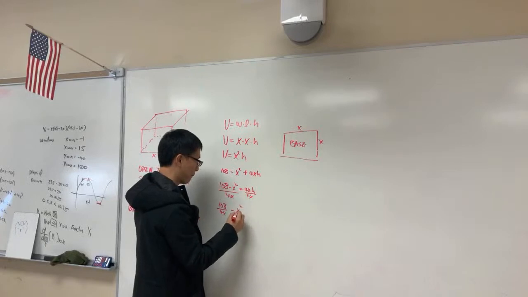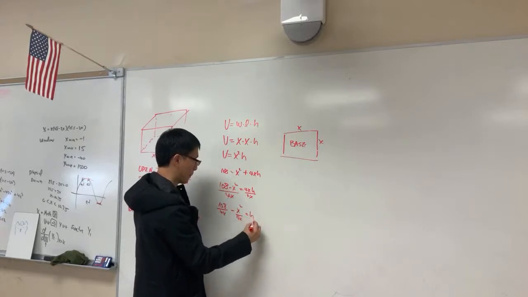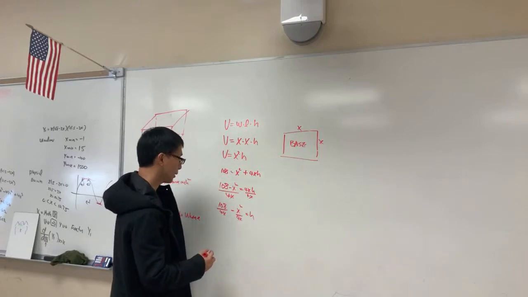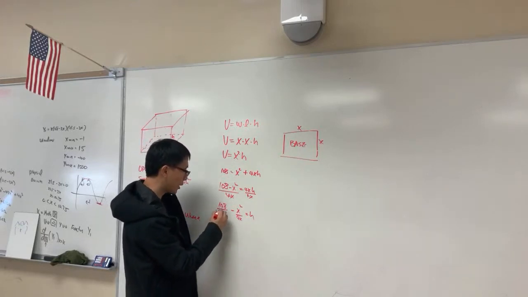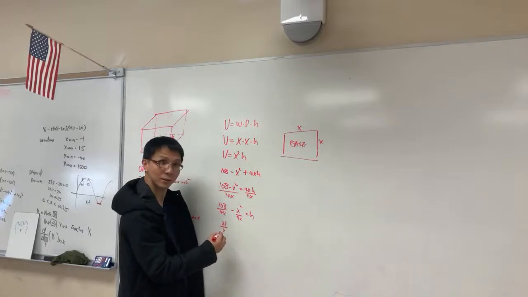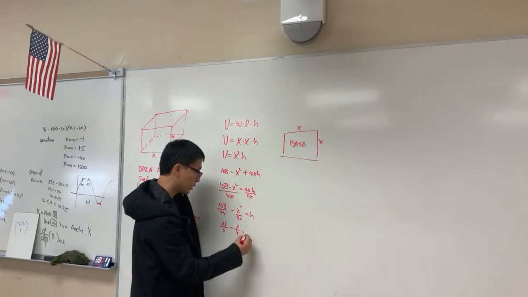4 times 108 is what? 432. And then you just plug that in. So here it's gonna be 108 over 4 is what? 27, right? 27 over x minus what? x over 4 is equal to h, right?